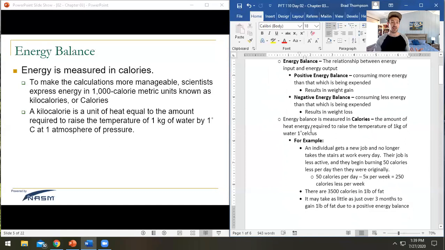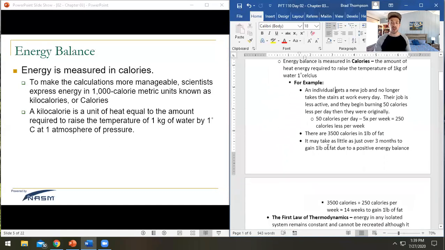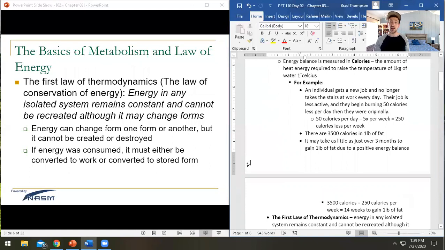And so when we describe the first law of thermodynamics, which is what we're going to get to here, we are taking energy and converting it into work. The first law of thermodynamics states that energy in any isolated system, in this case your body, will remain constant and cannot be destroyed, although it may change forms. So you can't delete it. Your body can't just go, all right, I consumed 3,000 calories today, but I only did mechanical work for about 2,500 calories today, so I'm just going to get rid of that last 500. You can't really do that.